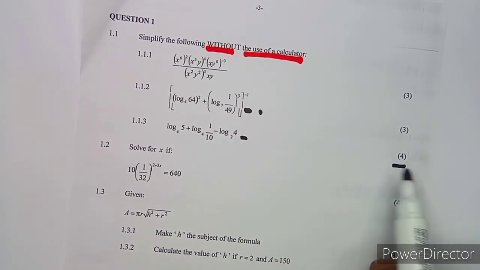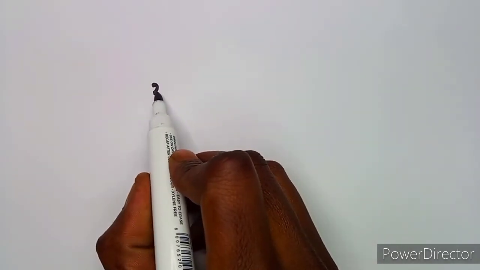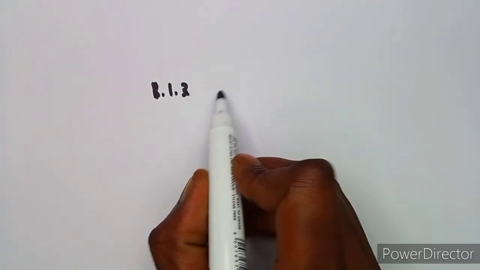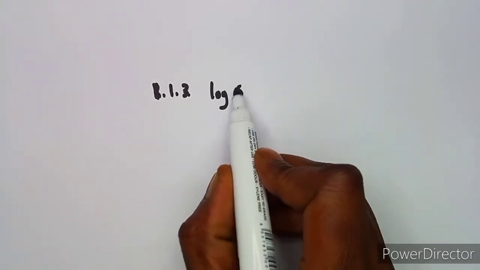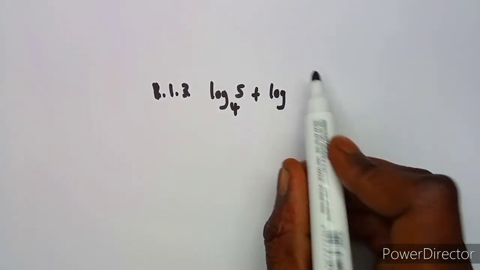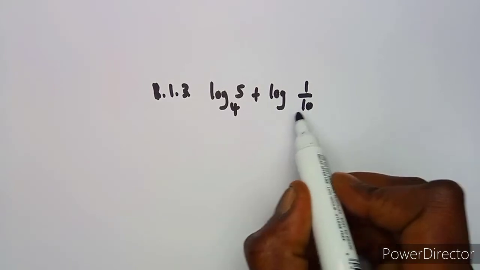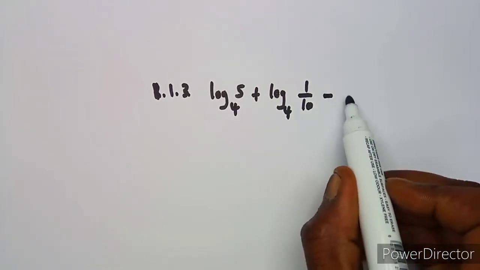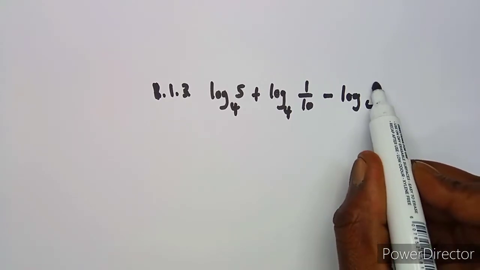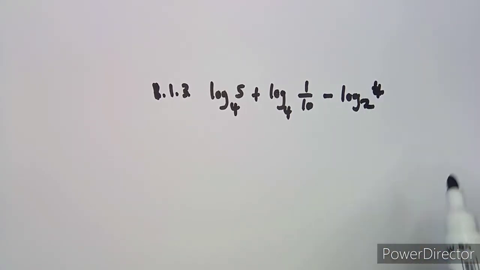Which had 4 marks again, to simplify without the use of a calculator. This was 1.13. This time we had log 5 base 4 plus log 1 over 10 in base 4 minus log 2 base 4. So this is log 4 base 2. So that is 4 marks for this.